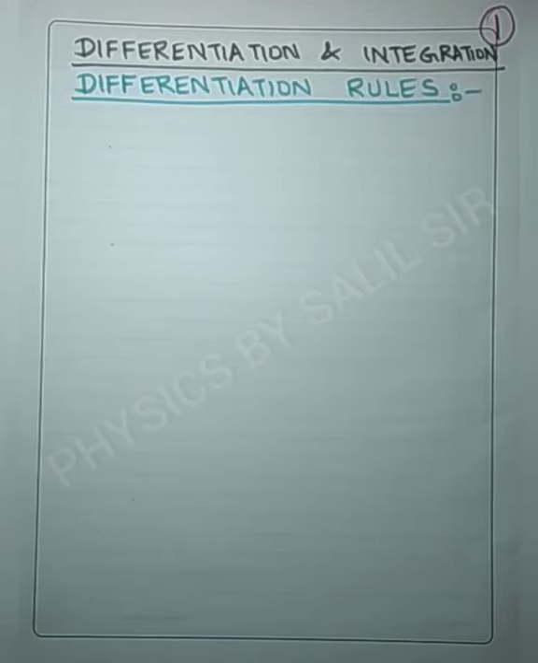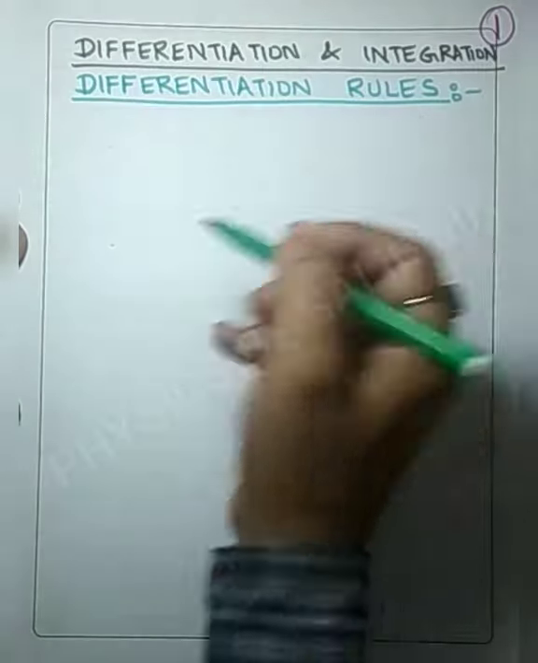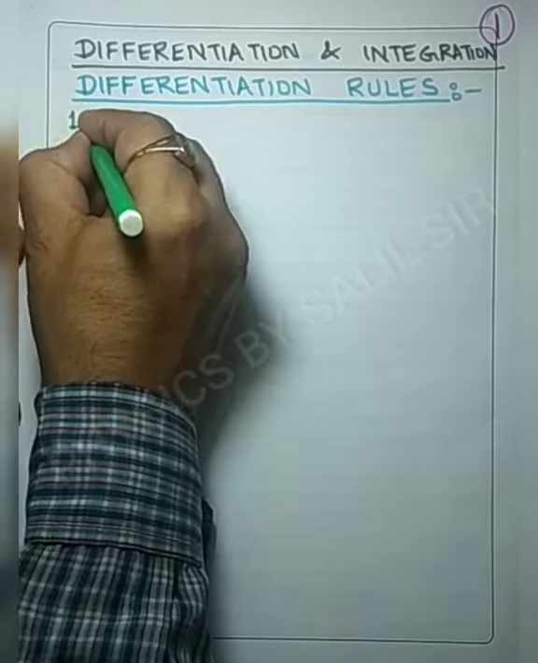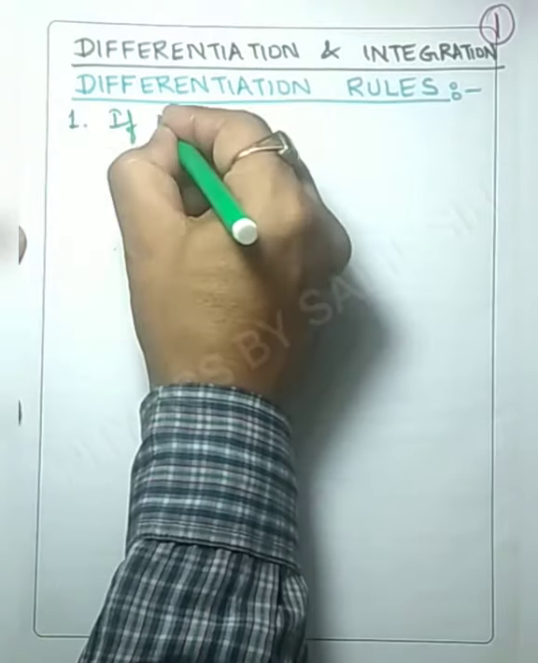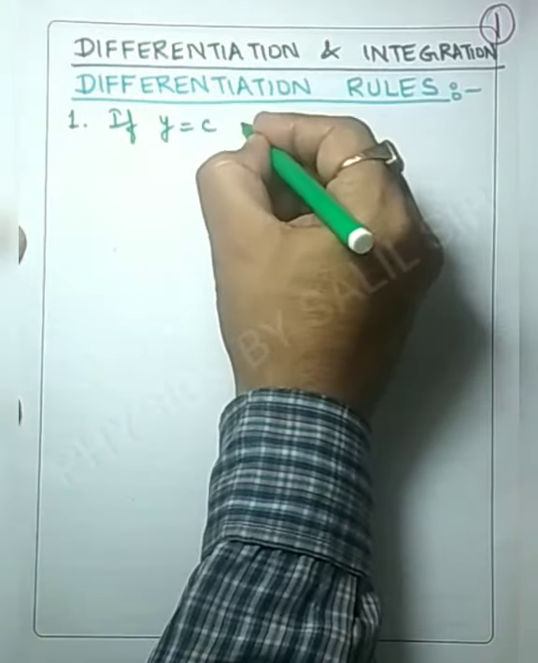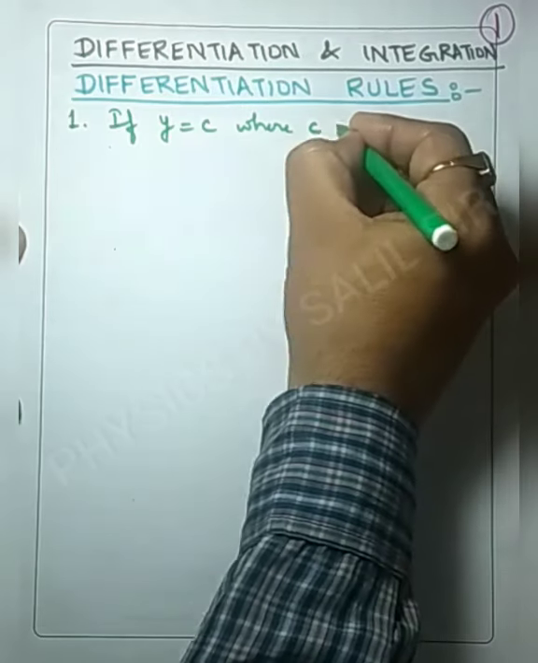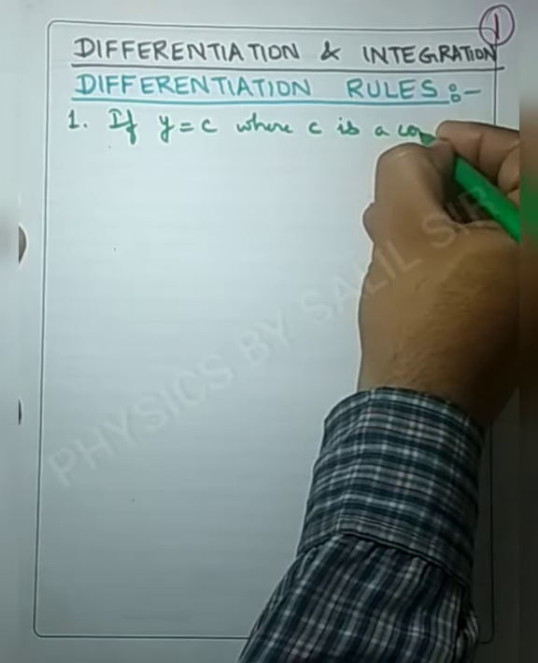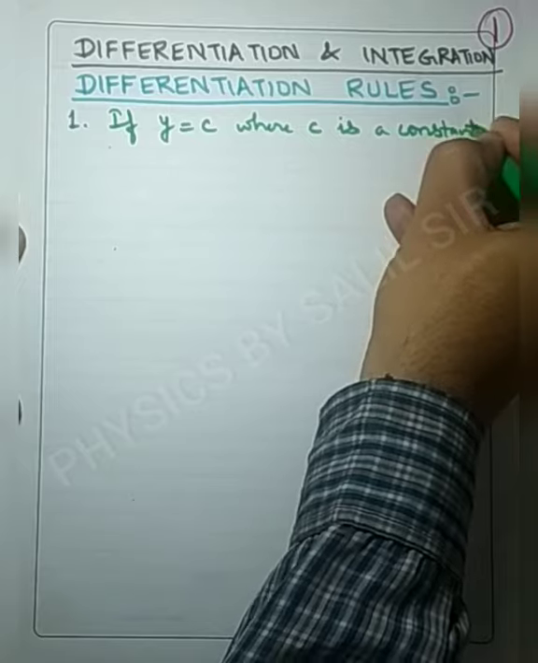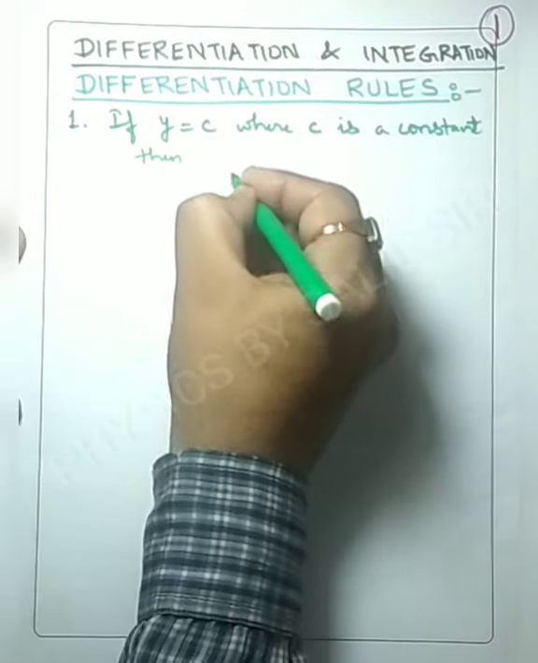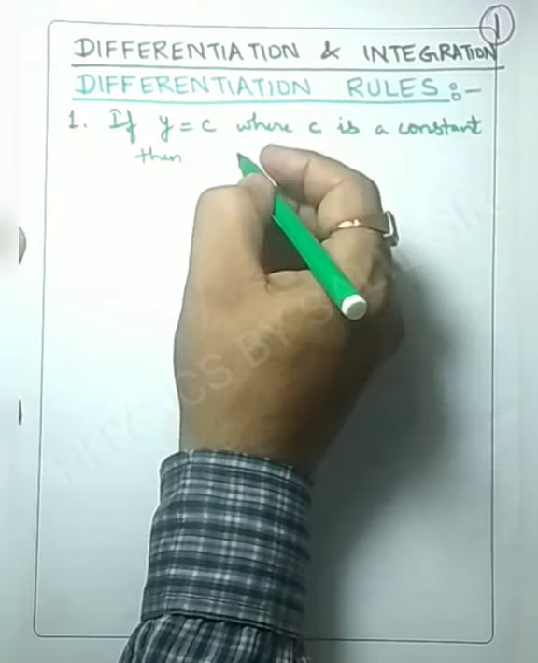Hello students, in this lecture we will study the differentiation and integration rules along with examples. So let's start with the differentiation rules. The first rule is: if y is equal to c, where c is a constant, then how can we differentiate this y with respect to x?